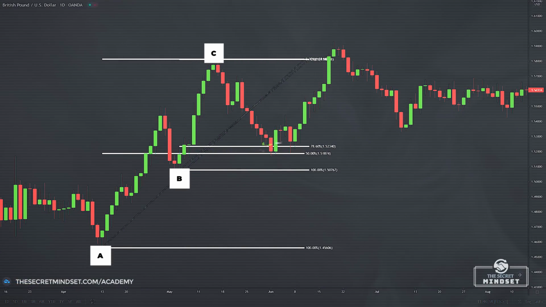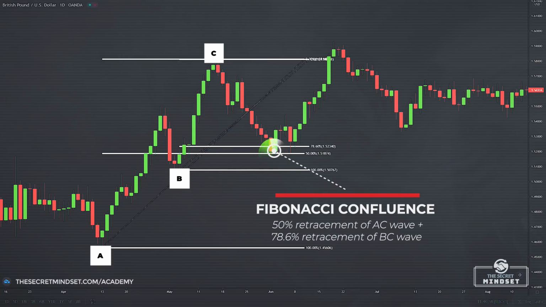In this other example, price found support at this area of confluence formed by the 50% retracement of the AC wave and the 78.6% retracement of the BC wave in this daily chart. This is one of my favorite trading strategies using Fibonacci because it leads to high probability setups.